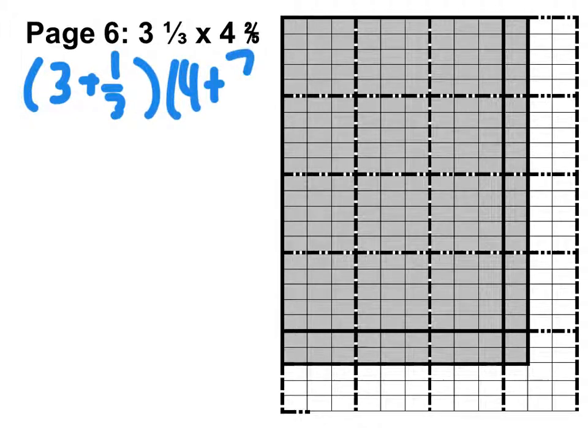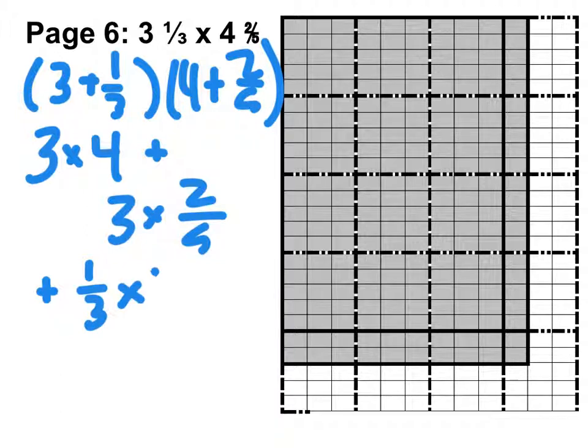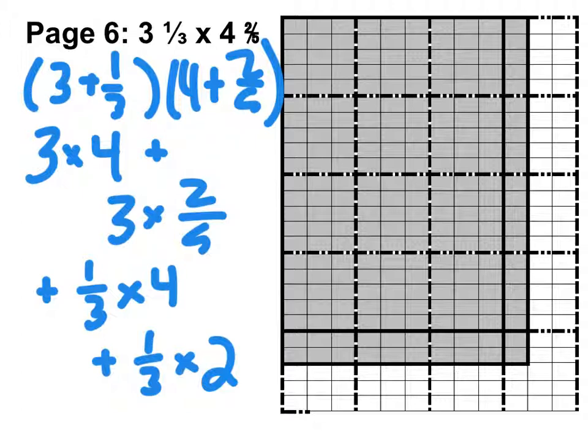Or if I think about the distributive property, I can do that as well. So this is 3 plus 1/3 times 4 plus 2/5. So then I end up with 3 times 4 plus 3 times 2/5 plus 1/3 times 4 plus 1/3 times 2/5. Which are all little multiplications that I can do, and then I'll have to find a common denominator to be able to add them together.